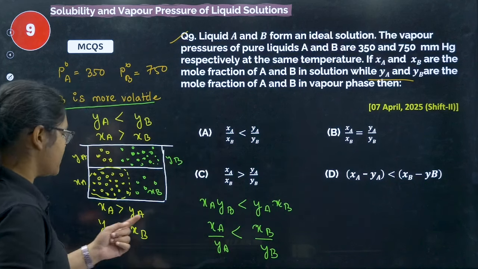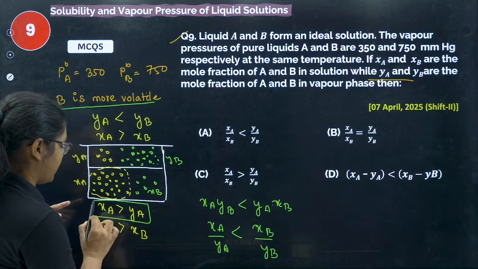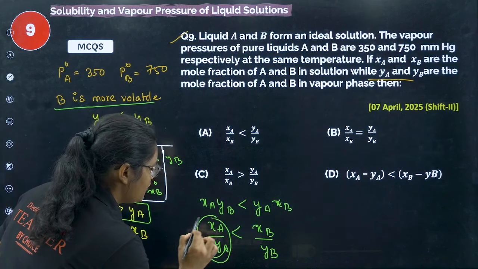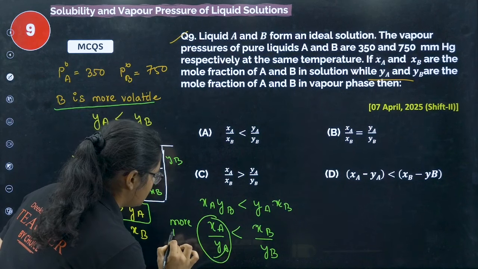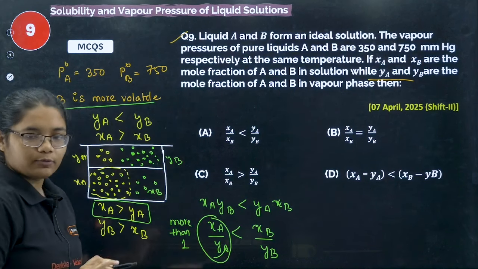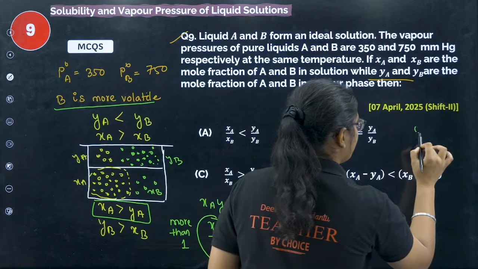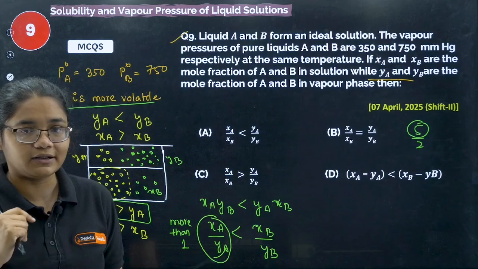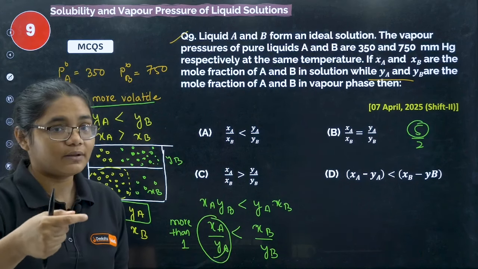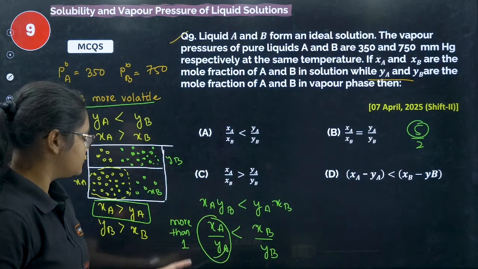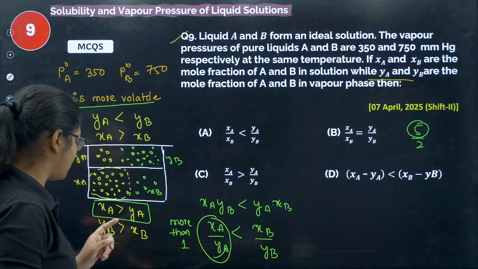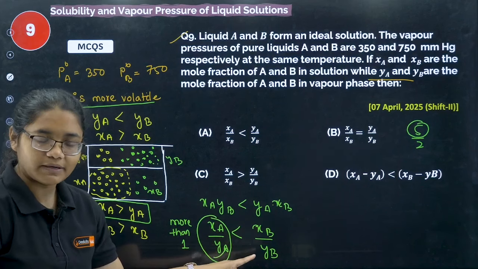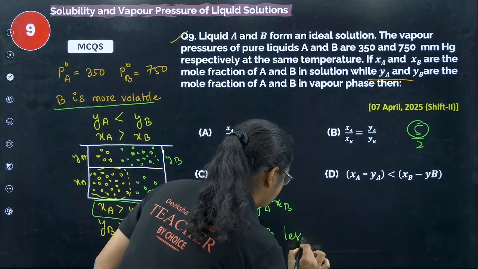Now see here, XA is greater than YA, right? That means this number will be more than 1. I hope you are getting this. Whenever you divide 5 by 2, if the numerator is greater than the denominator, we have more than 1. If the numerator is less than the denominator, we get less than 1. So this number is more than 1, and for XB by YB, YB is greater than XB, so the numerator is small and the denominator is big. So this value will be less than 1.